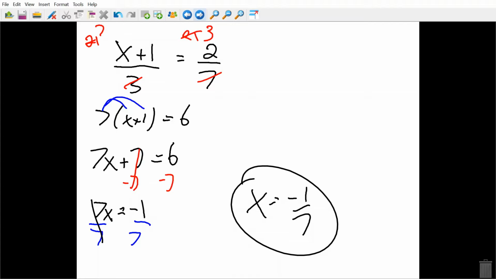First thing we need to do is to eliminate our fractions. We have to multiply both sides by 21 because that is a multiple of 7 and 3, leaving us with 7 times (x plus 1) equals 6. Then we simply subtract 7 from both sides, divide by 7, and we're left with x equals negative 1 over 7. Next question.